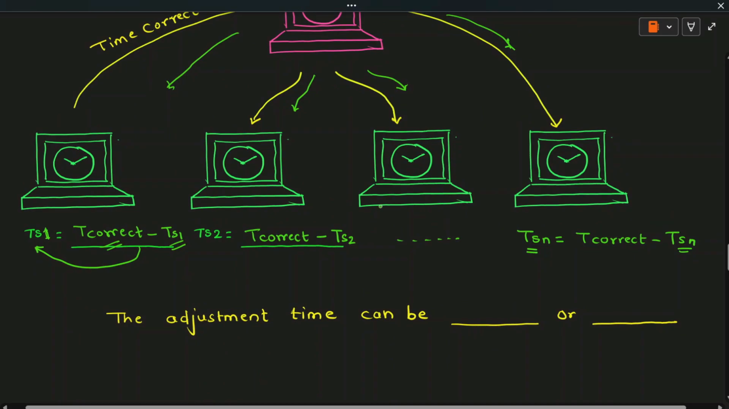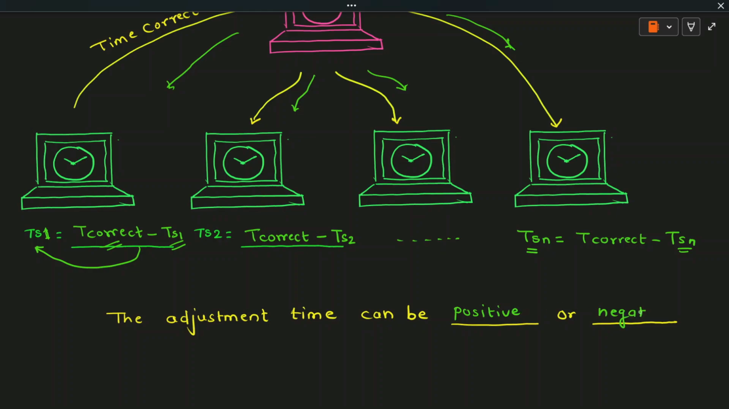An important thing is that the adjustment time can be either positive or negative. So in this way we can calculate the synchronized time at the slave nodes, and all the clocks will be synchronized as per the algorithm of physical clock synchronization. The Berkeley algorithm is an example of a physical clock synchronization algorithm.